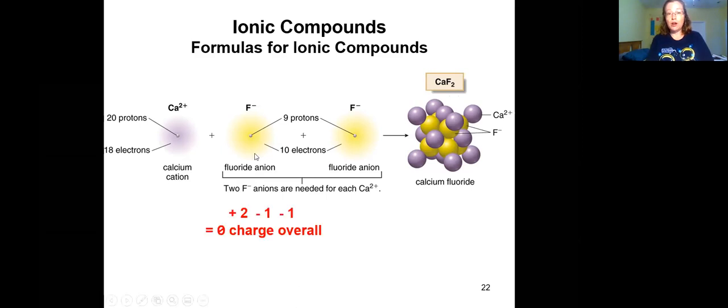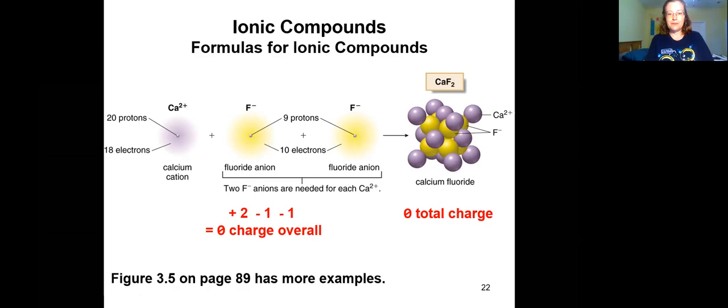1 to 2 ratio. That's because the 1 calcium ion has a +2 charge. We need to cancel it out with 2 -1 charges. Then we can have a 0 overall charge. There's more examples of this on page 89. And remember, you can still see the ebook. If you don't have the hard copy, just go on to Connect and it says read, and you can go to that and you can tell it to go to page 89 to see some more examples.